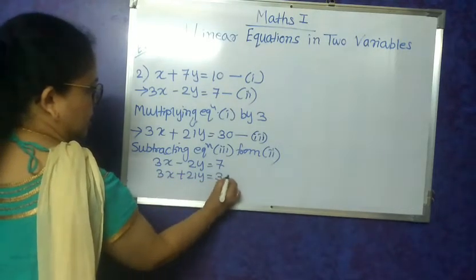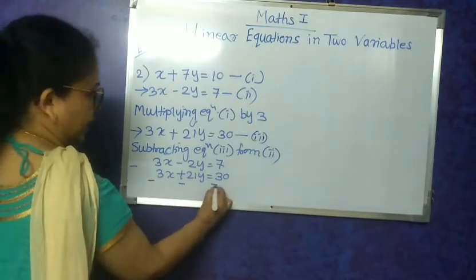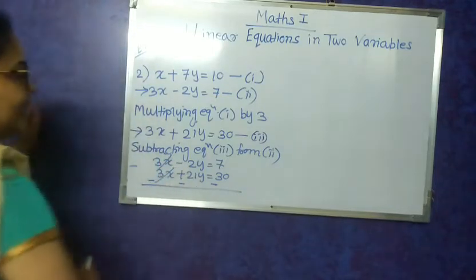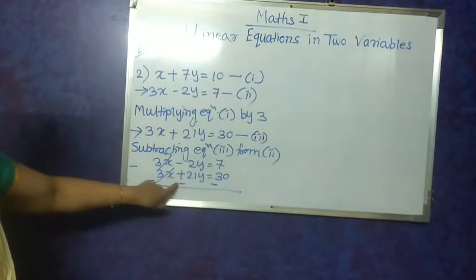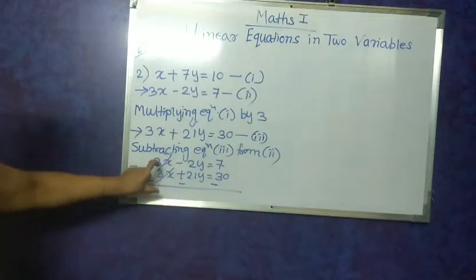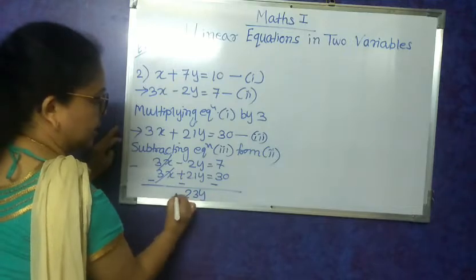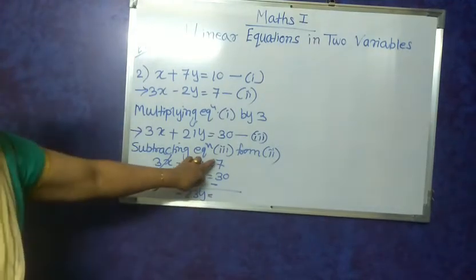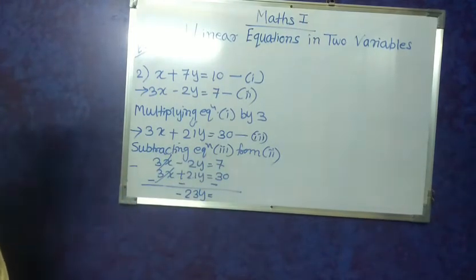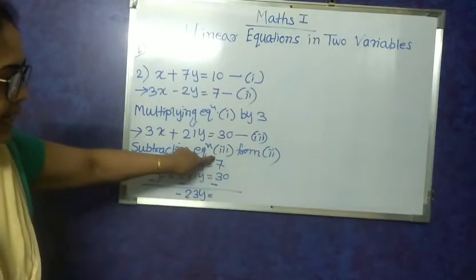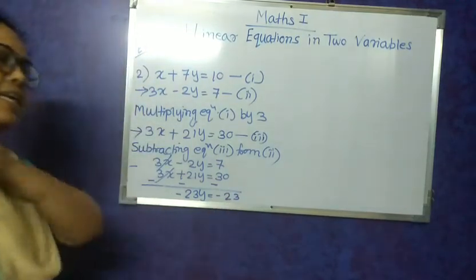Clear? So subtraction is there, the sign will get changed. 3x plus will become minus, minus, minus. This will get cancelled. Now see, for both, 2y sign is minus, 21y new sign is minus. Now if both the terms have the same sign, we add. So 21 plus 2, 23y, and the answer gets the same sign. Now what is the sign of 7? Plus. 30's new sign is minus, different signs. For different signs, subtraction: from the bigger, subtract the smaller one. 30 minus 7, 23, and the sign of the bigger number is minus.